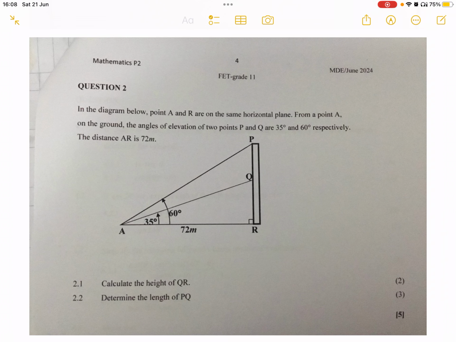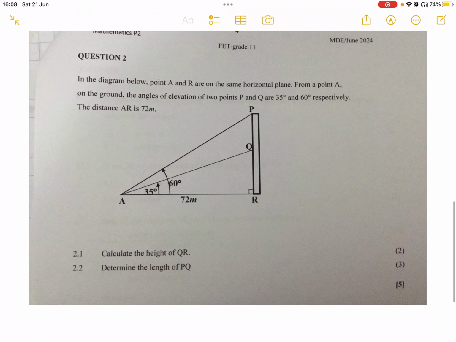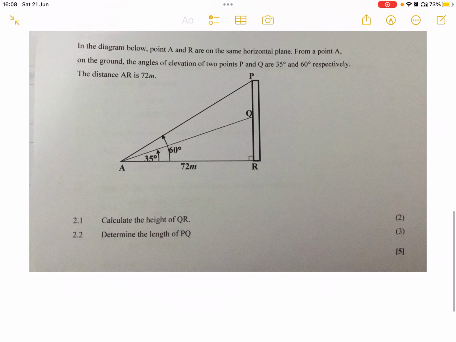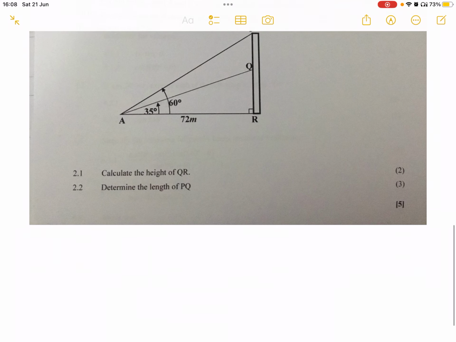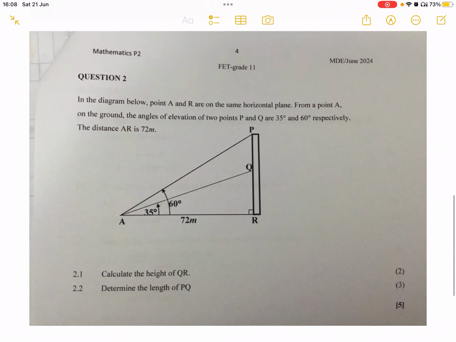Today we're looking at trigonometry in two dimensions. In the diagram below, points A and R are on the same horizontal plane. From point A on the ground, the angles of elevation to P and Q are given: 35 degrees is the angle of elevation for Q and 60 degrees is the angle of elevation for P. The distance between A and R is 72 meters, and we have to calculate the height of QR first, then the length of PQ. So how do we do that?